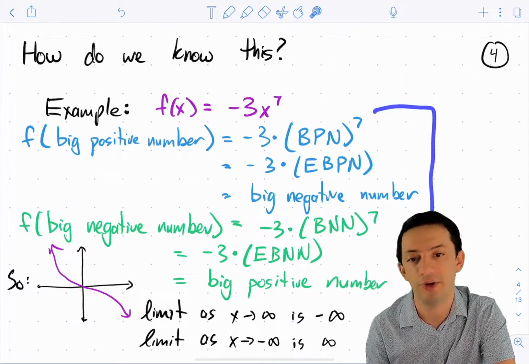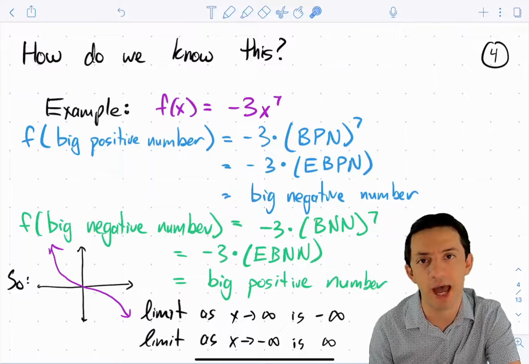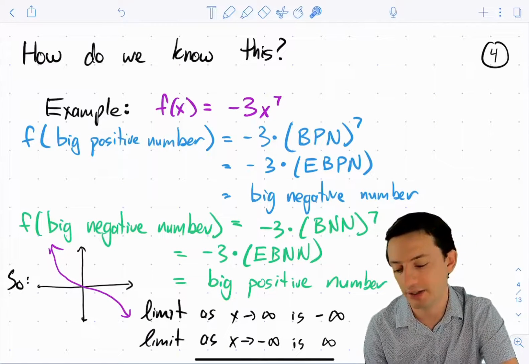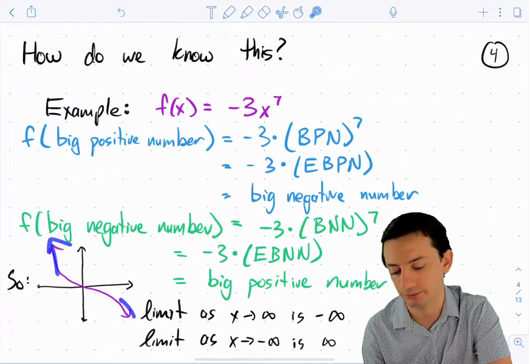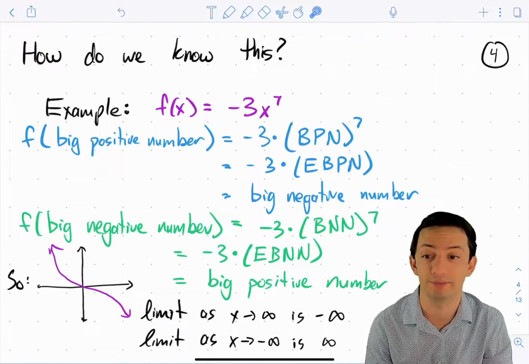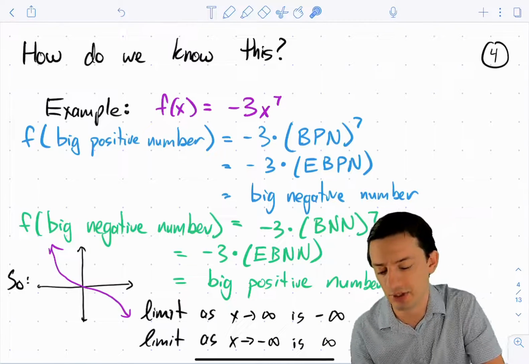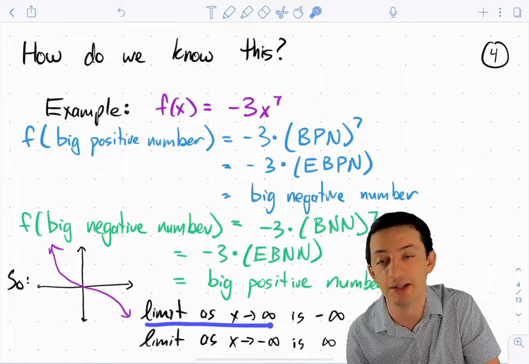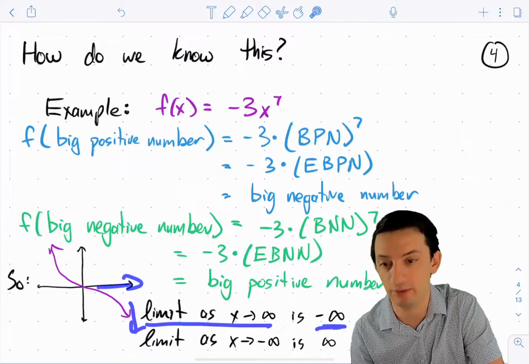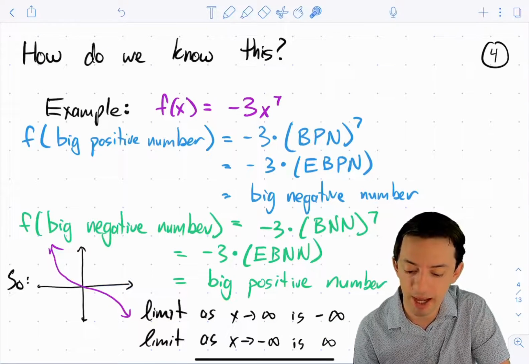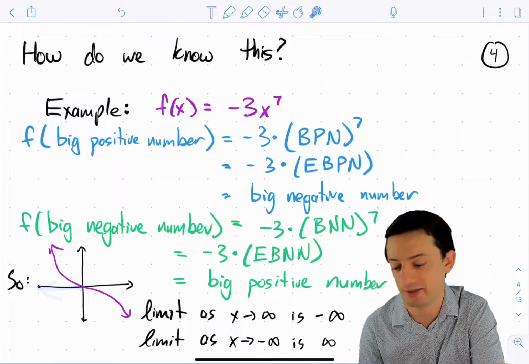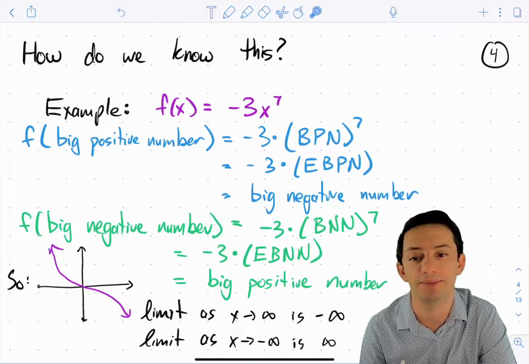This kind of fake arithmetic doesn't tell us what happens at 0, 1, or 5, or negative 10. It tells us what happens in the really long run, as x is very, very big negative or very, very big positive. So it tells us that the limit of the function as x goes to positive infinity, that means going off to the right, is negative infinity. That means it goes down. And the limit as x goes to negative infinity, that means as we go off to the left, is positive infinity. That means it goes up.